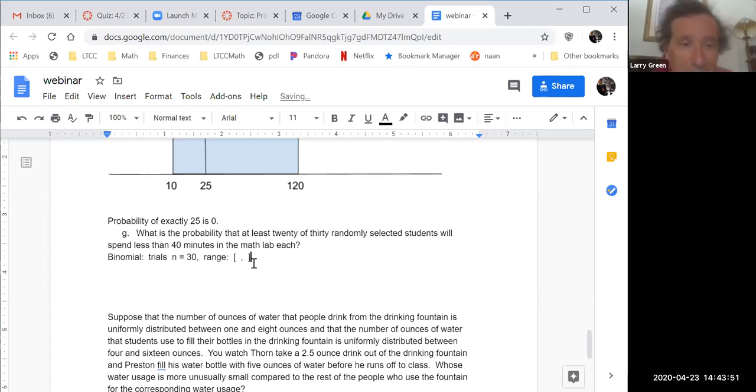So it goes from something to something. What's the range? Okay, all right, let's think about it. What's the probability that at least 20? Remember, you have to be at least 21 to buy alcohol, remember? Yeah, 20 to 30. Does that make sense? So it's 20 to 30 because at least is greater than or equal to. So the range is going to be 20, comma 30.